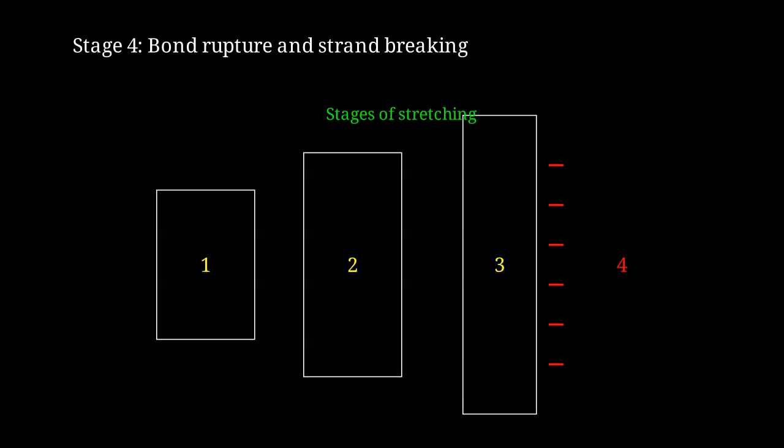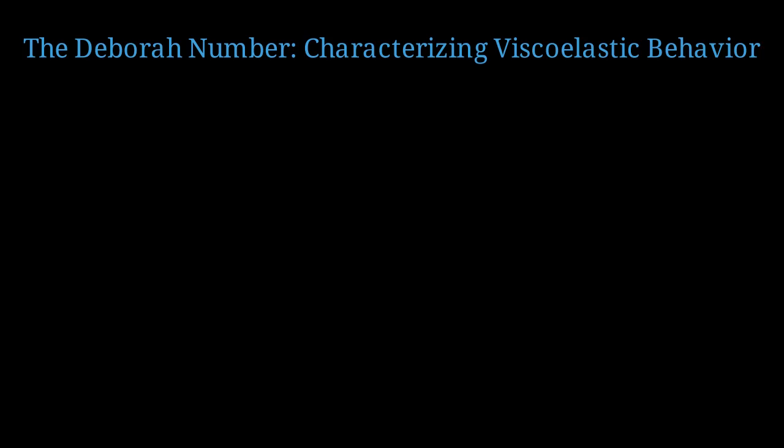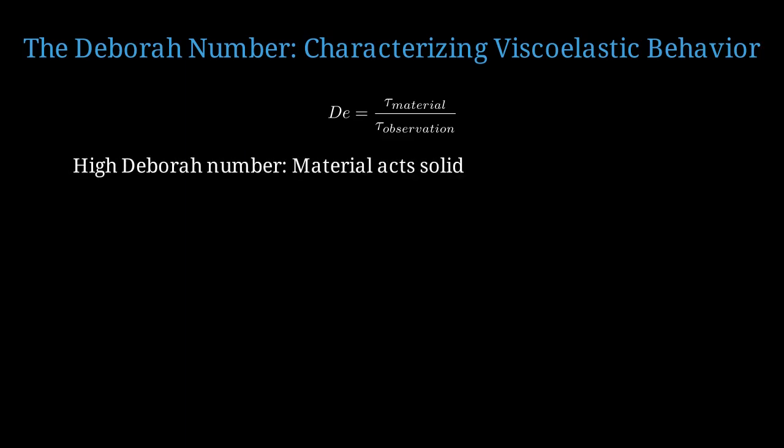Stage 4 is breakage. There's an elegant dimensionless number that characterizes whether a material will behave as a solid or liquid, the Deborah number. The Deborah number equals the relaxation time of the material divided by the observation time or time scale of deformation. When the Deborah number is much greater than 1, the observation time is short compared to the relaxation time, and the material behaves like a solid.